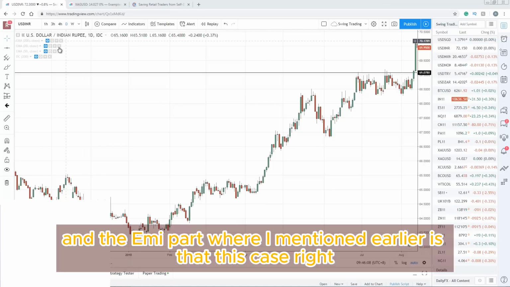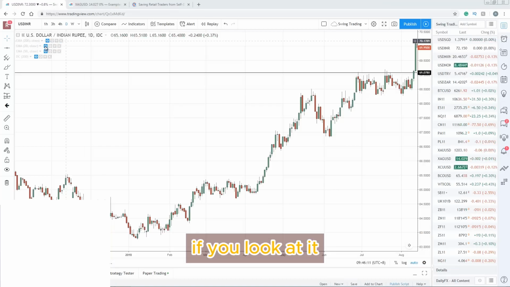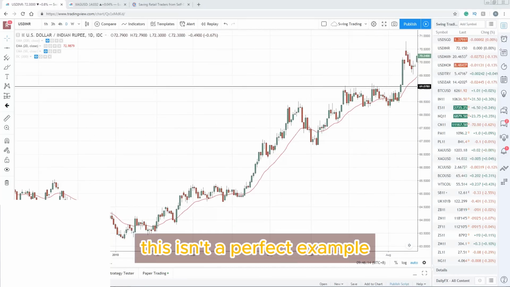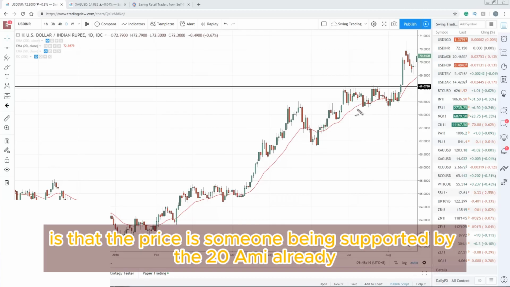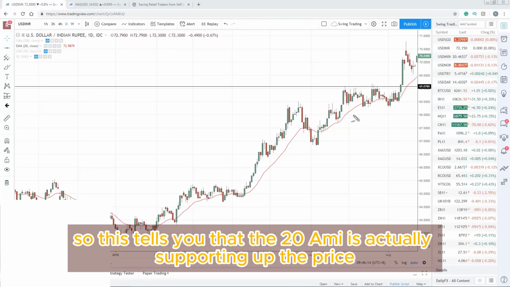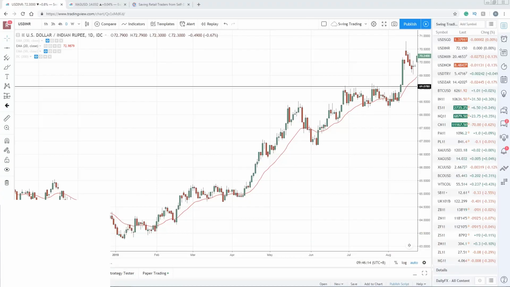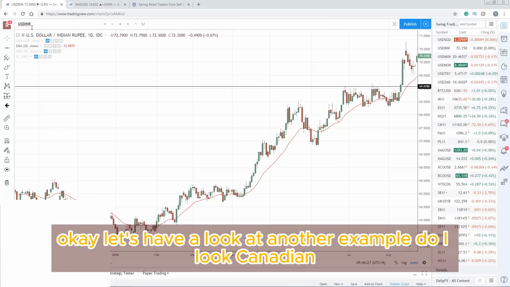And the MA part where I mentioned earlier is that in this case, if you look at it, notice the price. Okay, this isn't a perfect example, but you would see what I mean, that the price is somewhat being supported by the 20 MA already, right? So this tells you that the 20 MA is actually supporting the price higher, getting ready to break up. Okay, let's have a look at another example.